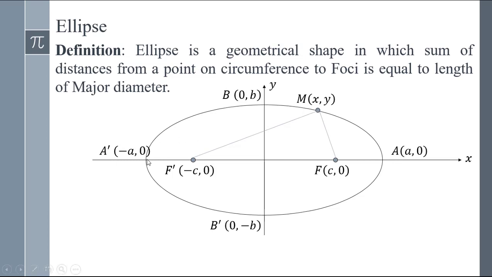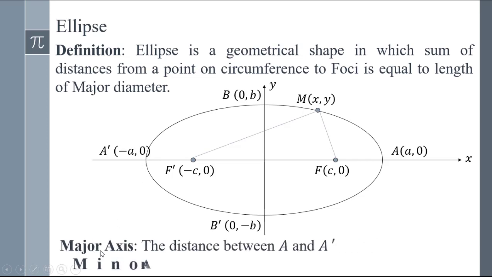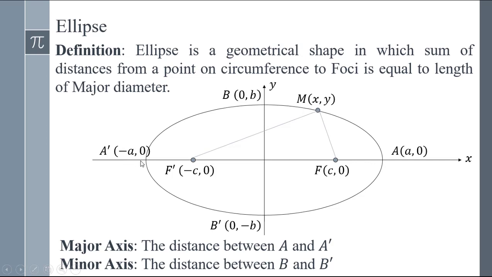Major diameter. What is the major diameter? Yes, major diameter or major axis, the distance between A and A bar. The distance between the point A to the point A bar is the major axis. Minor axis, the distance between B and B bar. This one is the minor.